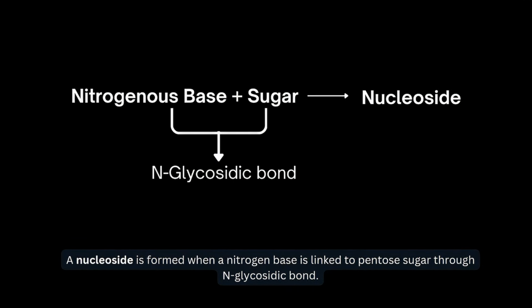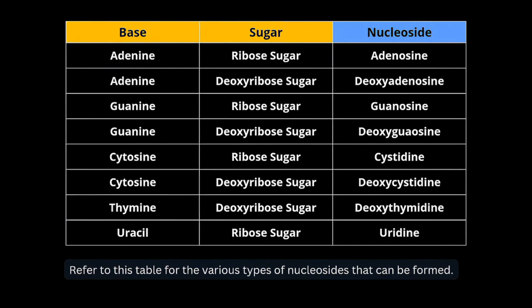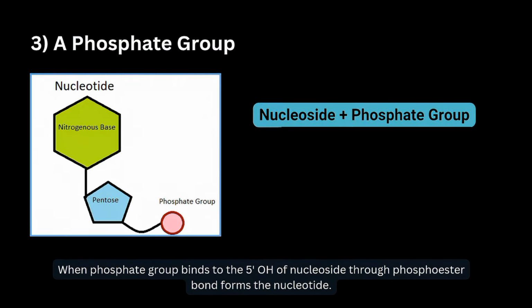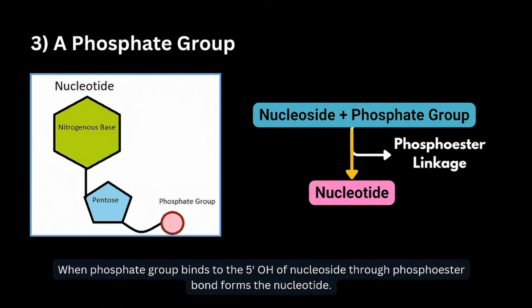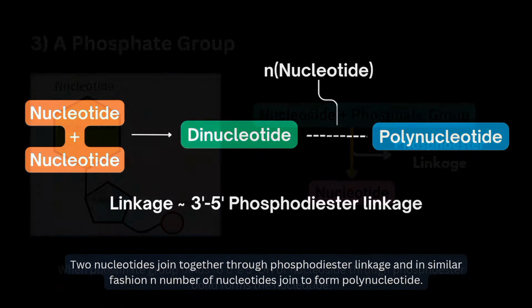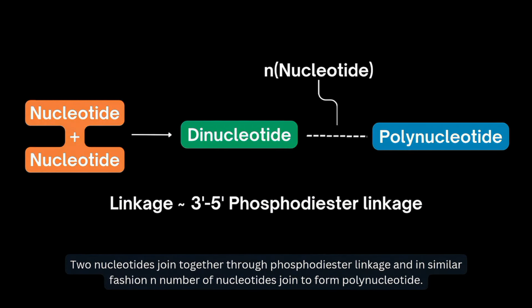A nucleoside is formed when a nitrogenous base is linked to a pentose sugar through an N-glycosidic bond. Refer to this table for the various types of nucleosides that can be formed. Number 3. A phosphate group. When a phosphate group binds to the 5' OH of a nucleoside through a phosphoester bond, it forms a nucleotide. Two nucleotides join together through a phosphodiester linkage, and in a similar fashion n number of nucleotides join to form a polynucleotide.